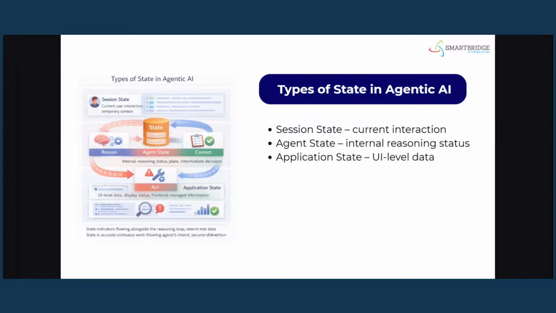So what are the different types of states in agentic AI? Session state, agent state, and application state. Session state is related to current user interactions, okay? Agent state includes what the agent is currently doing, what needs to be done, and what the agent has done, okay? Application state then means UI level data, which tracks the information shared across users and tasks, okay?